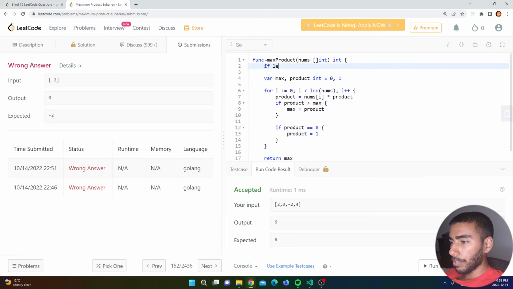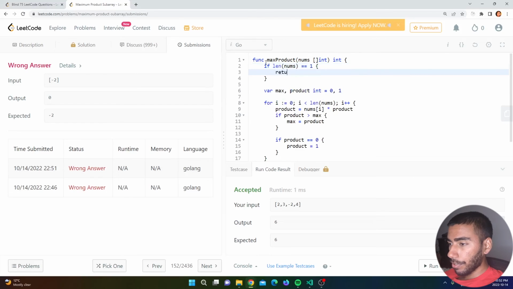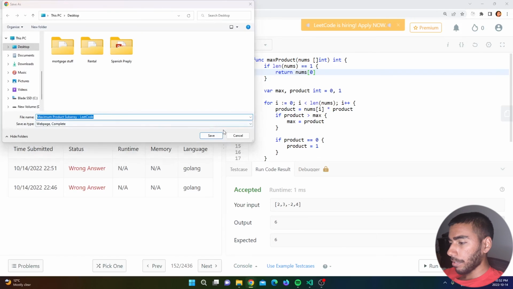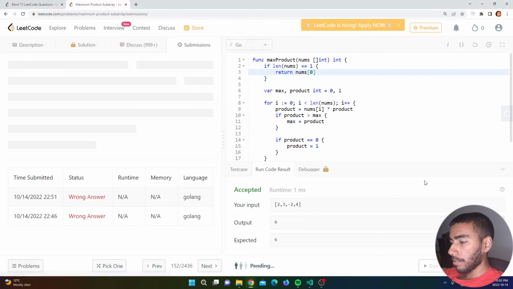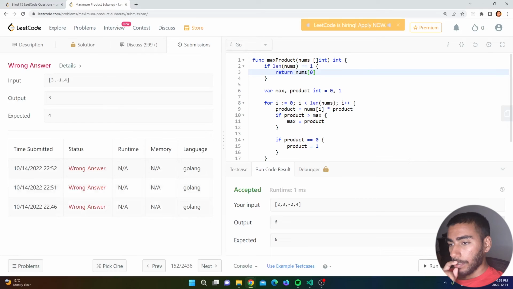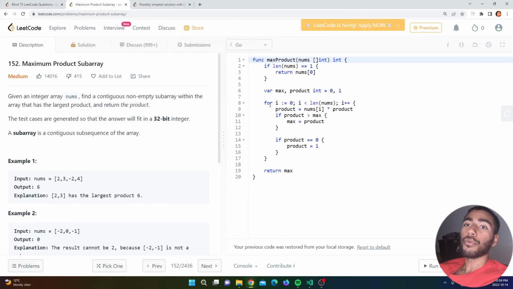So what I'm going to do is check if length of nums is equal to 1, and if so, just return nums at index 0, right? That's all we care about. So let's submit this. Okay, see, there's still things wrong, so let's figure this out. Apparently I did this correctly, but not completely.